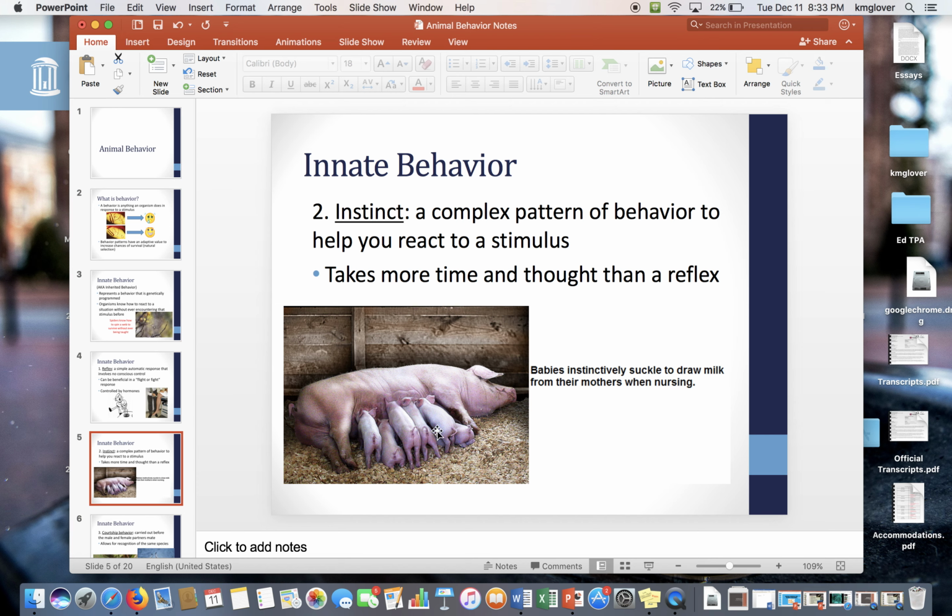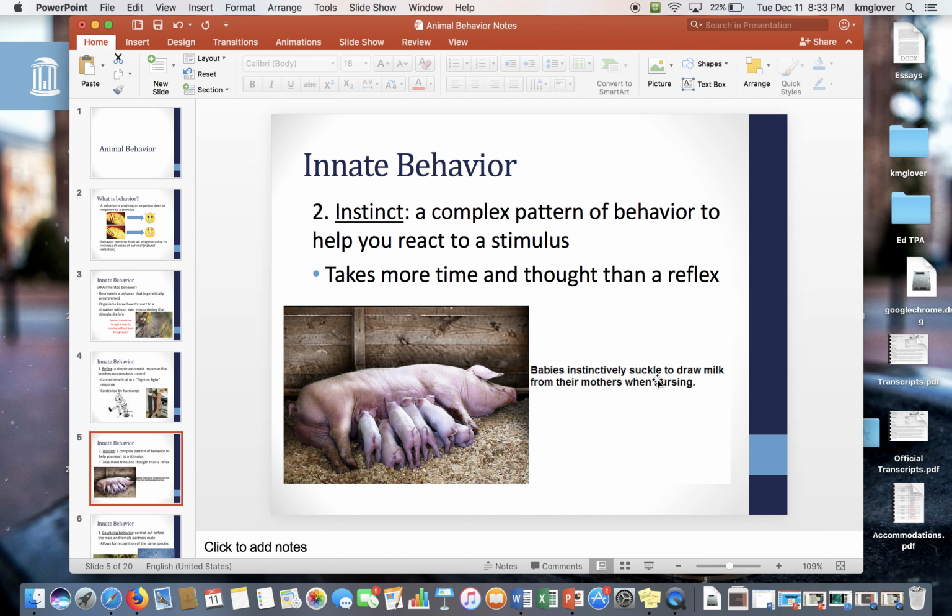We see these cute little baby pigs suckling milk from their mothers, and it's instinctive of them to do this. It's instinctive of them to suckle to draw out the milk. That's like moving their lips back and forth in order to draw out the milk. You did this when you were a baby with your mother or with a bottle. Okay? So, that's an example of an instinct.